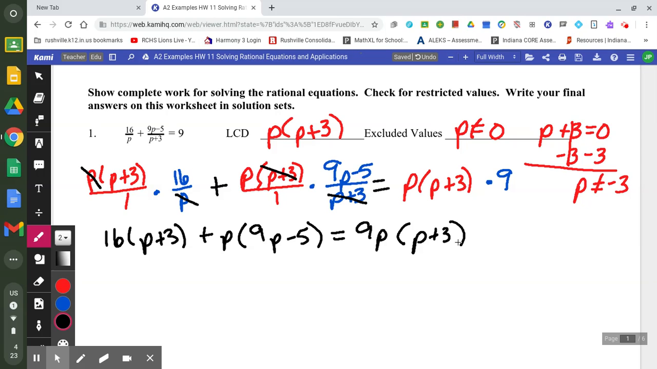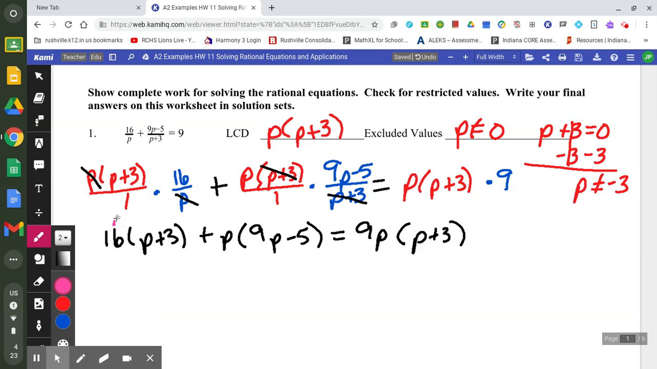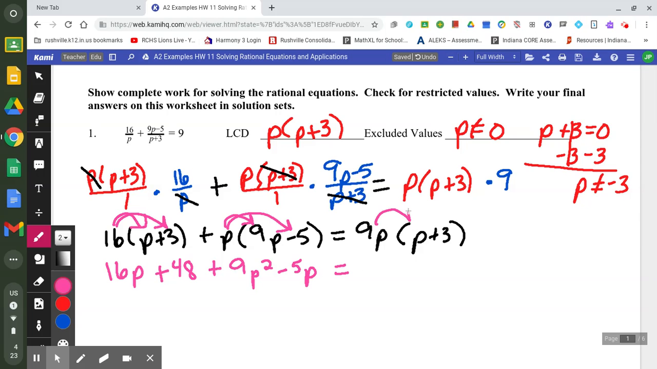And once I have all of those, I need to start simplifying by distributing. So 16 times p gives me 16p. 16 times 3 is plus 48. Plus p times 9p is 9p squared. 9p times negative 5, negative 5p, equals 9p times p, 9p squared. 9p times 3 is plus 27p.